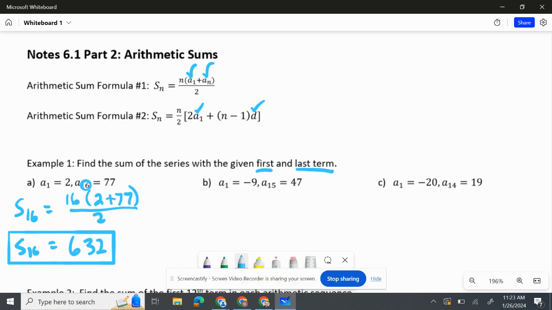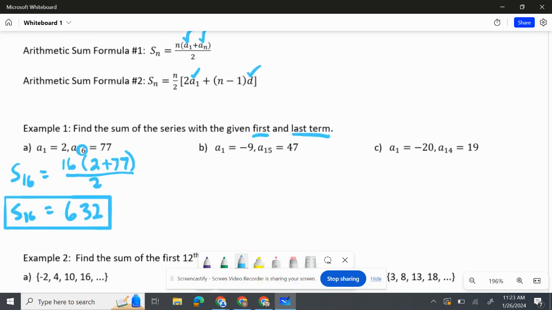For the next one, we're going to do the same thing. We're going to find the sum of 15 terms in this case, because our last term is 15. So we have 15, and then we have -9 plus 47, and then we're going to divide it by 2. And that right there gives us a sum of 285.